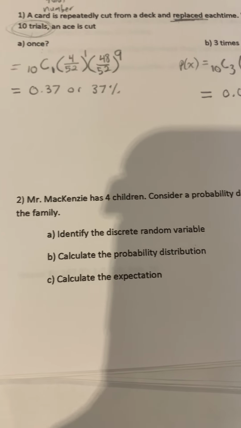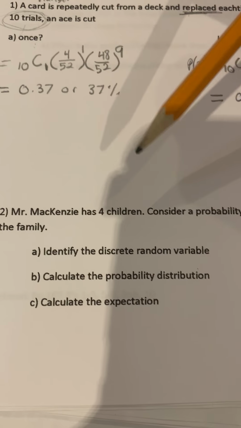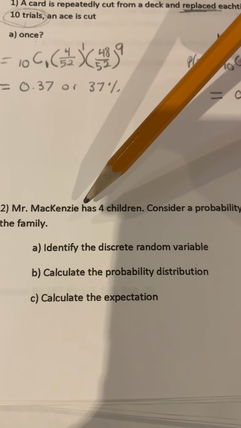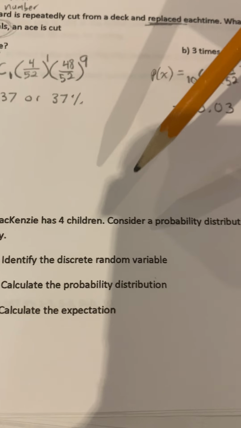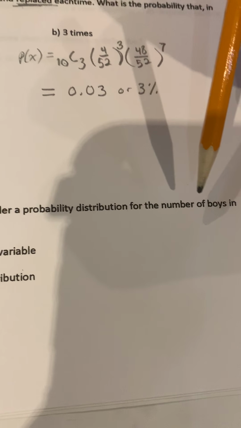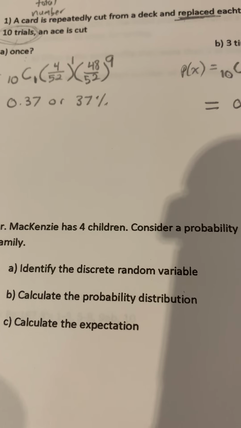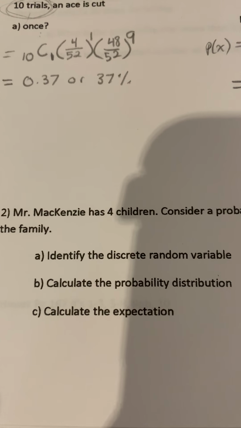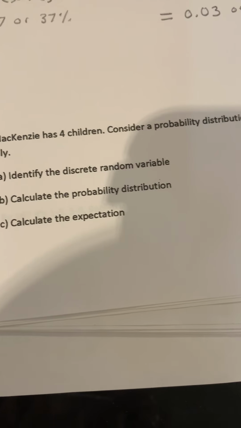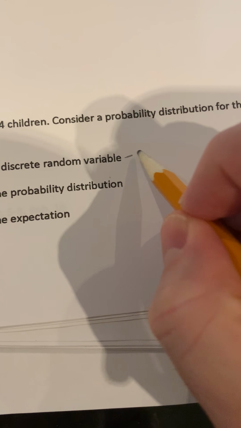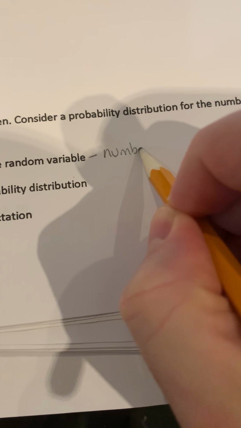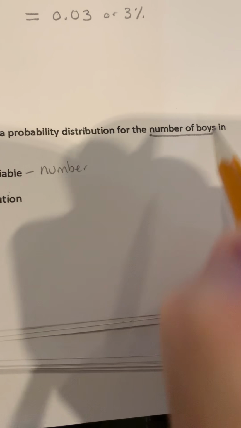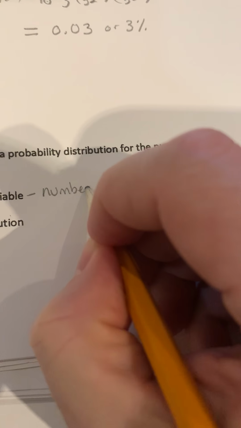Okay, number 2. Mr. Mackenzie has 4 children. Not really, but in this case we do. I do. Has 4 children. Consider the probability distribution for the number of boys in the family. Okay, so A, identify the discrete random variable. Well, the variable we are measuring is the number of boys, because we said what is the number of boys. So this is your random variable.